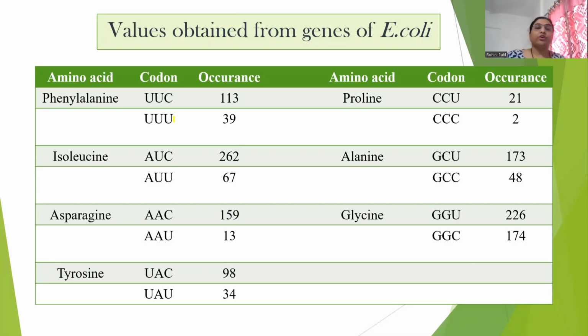You can see this codon use bias for the isoleucine, asparagine, tyrosine, proline, alanine, and glycine. Now from this table, what you observe is that there are synonymous codons, and among the synonymous codons, some are frequently used and some are rarely used. The codons which are frequently used have a high amount of the cognate tRNA in the cytoplasm, and the codons which are rarely used have lower cognate tRNA levels.